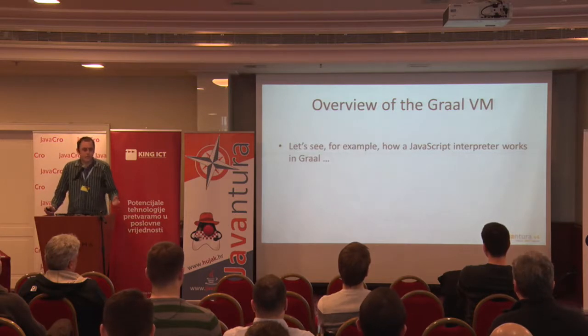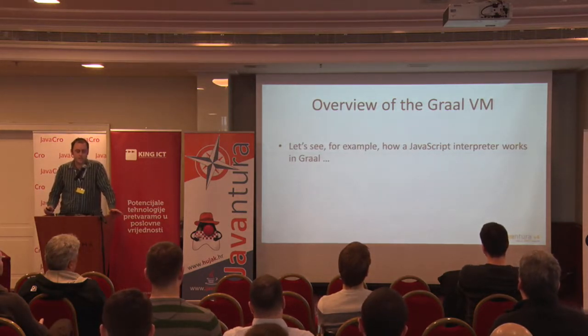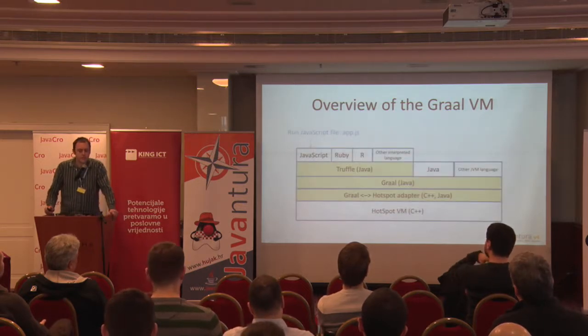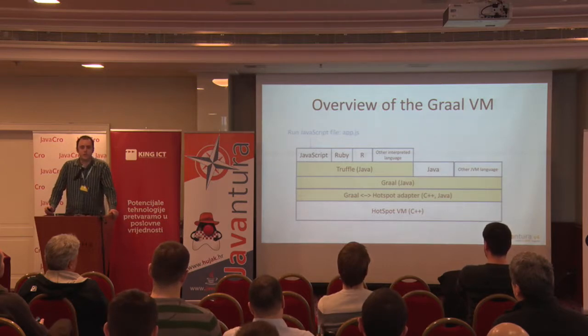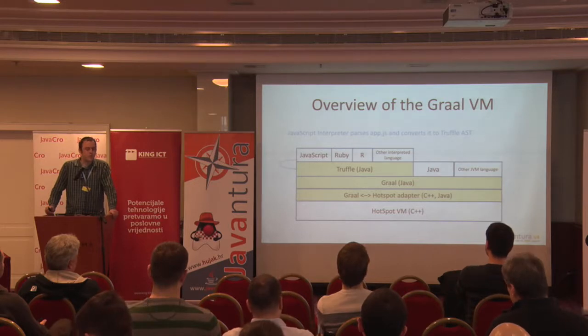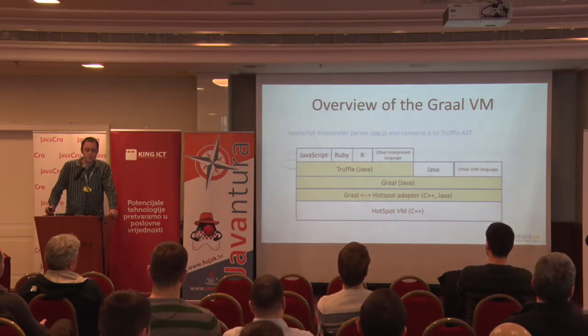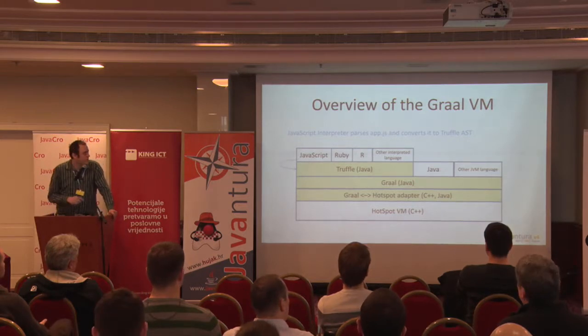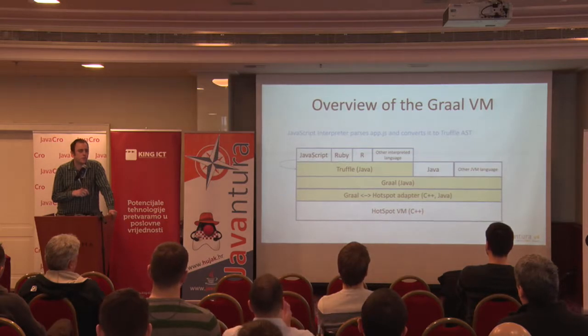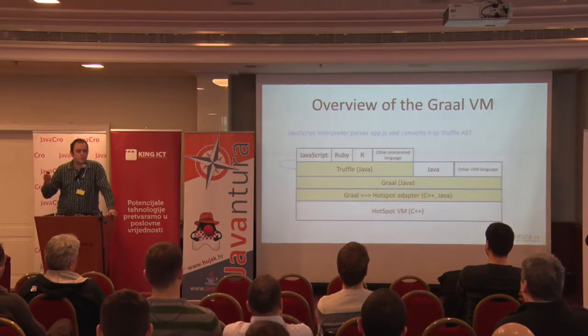Now, to make an even clearer understanding of how this works, let's see how a JavaScript interpreter works in Graal, for example. So let's say we have some JavaScript file, application.js, could be a Node.js file or another JavaScript file. For that reason, we create an interpreter for that JavaScript file. And basically, that interpreter contains a parser that parses the application.js file. By default, the Truffle API doesn't provide you with a standard mechanism to parse a source code file. You have to write the parser yourself so that you split the source code into different tokens.